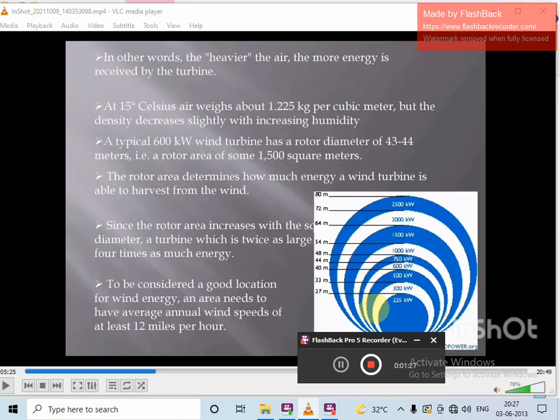In other words, if the air is heavier, then the turbine will receive more energy. And again, if you see the effect of temperature, for example, at 15 degrees centigrade, air weighs about 1.225 kg for 1 cubic meter. Again, this density will decrease slightly with increasing humidity.